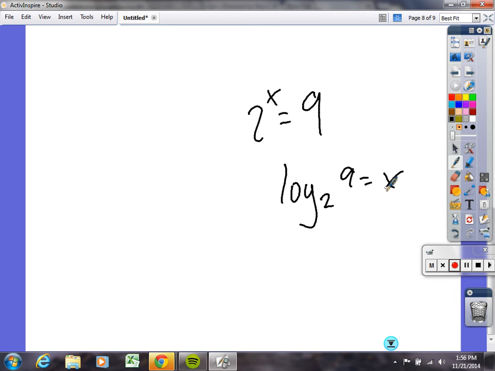Now, we can find this answer. Let's just justify this answer previously to getting it. What's 2 to the third? 8, right? What's 2 to the fourth? So obviously my answer's got to be between 3 and 4 because 2 to the third was 8, 2 to the fourth was 16. So this answer should be around a 3.